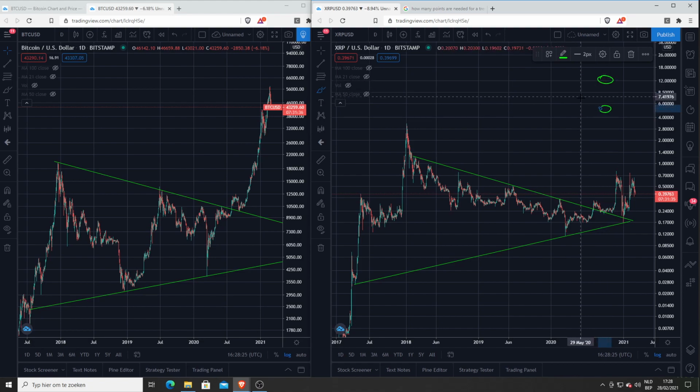Okay, so I'm gonna dive right into it, and I will show you a different way on how we get a confirmation that we will probably go up here. So what are we gonna use today? Obviously, as you can see, trend lines and a comparison with the Bitcoin chart. So what do we see here? That we have a huge triangle which dates back from 2017.